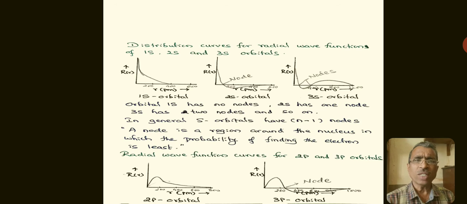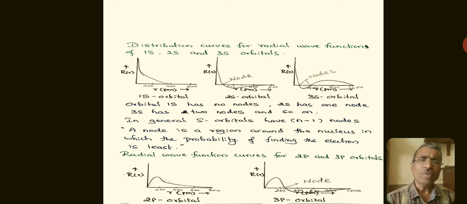So for 1s orbital, we don't have any nodes. 2s orbital has one node. 3s orbital has two nodes and so on. In general, ns orbital has n-1 nodes. A node is a region around the nucleus in which the probability of finding the electron is least.